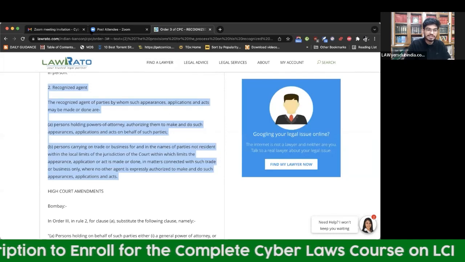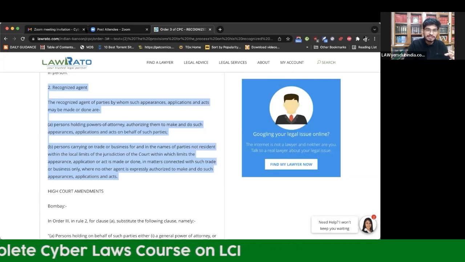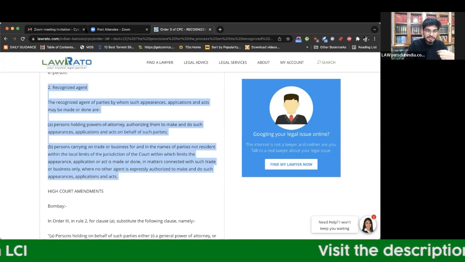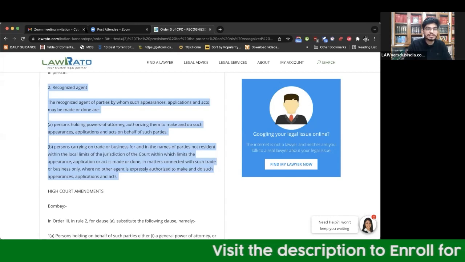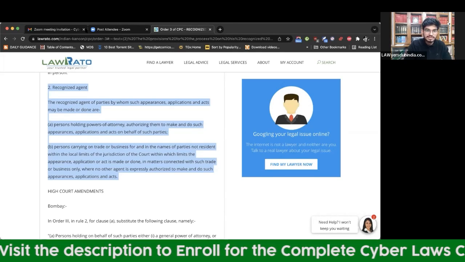They can also take your... This actually, Order 3 is about taking service. Mostly what it talks about is that if you are serving a notice to any party, you can serve it to the pleader also, and it will be sufficient service of the notice. So yeah, that is what it is about. Sir, you want to add something?